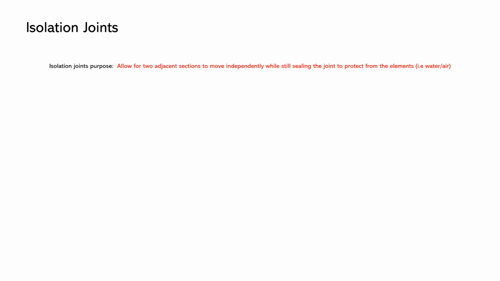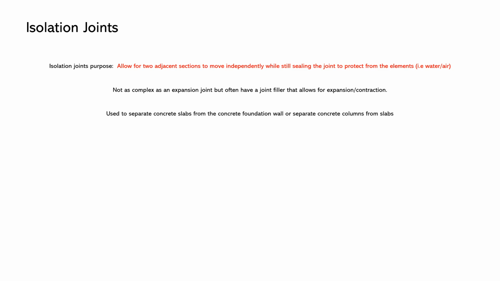All right, and lastly, out of the main joints we covered in the beginning is the isolation joint, which allows for two adjacent sections to move independently while still sealing the joint to protect from the elements, i.e. water and air. It's not as complex as an expansion joint, but it's more complex than a control joint. They often have a joint filler that allows for expansion and contraction. It's used to separate concrete slabs from the concrete foundation wall or separate concrete columns from slabs.